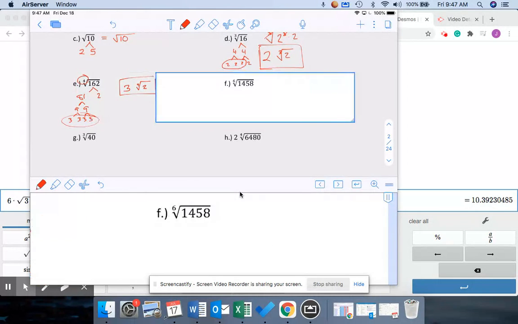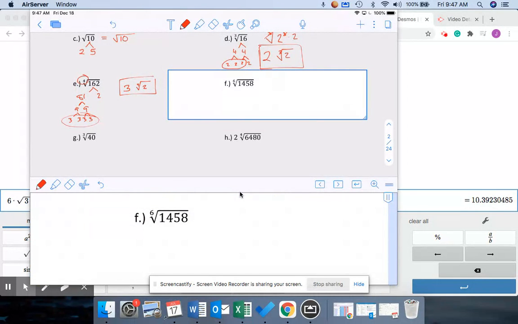Okay. I recommend you try this next one on your own with the 6th root here. Yes, the number is quite large, but we're looking for a group of 6. It better be large, right? I'll give you a couple seconds to pause the video and try it on your own. All right, hopefully you got a good pause there.